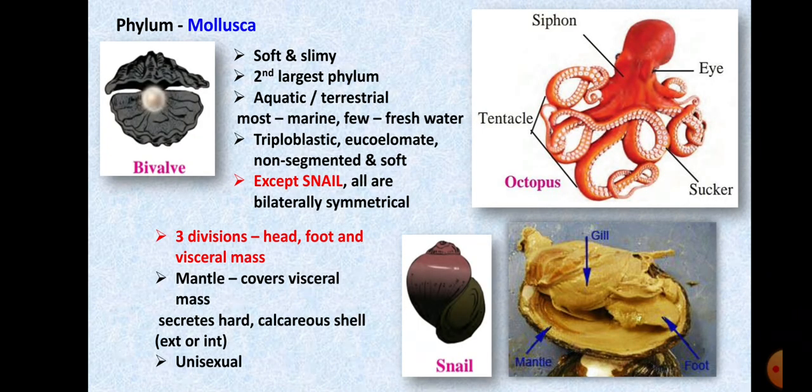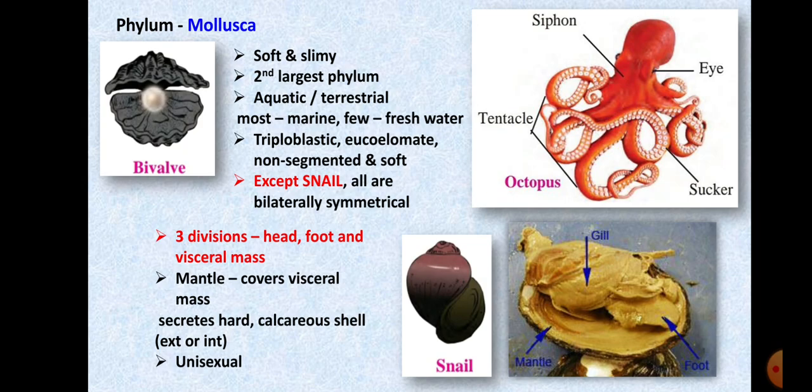Mollusca. After Arthropoda, Mollusca is the second largest phylum. Now, the body of these molluscans. Just by looking at the three examples on your screen, you might have got an idea what kind of organisms are included in these molluscans. The ones with the shells. Their body is soft and slimy.